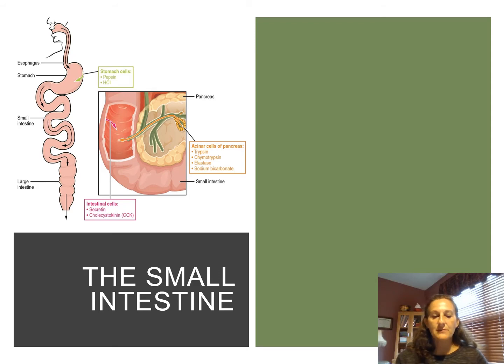As I mentioned, the upper part of the small intestine is the duodenum. The middle part is called the jejunum, which I want you to remember when we get to non-oral feedings with enteral tube feedings. That is one of the areas where we will place a feeding tube. It's called a jejunostomy. And then the lower part of the small intestine is called the ileum.